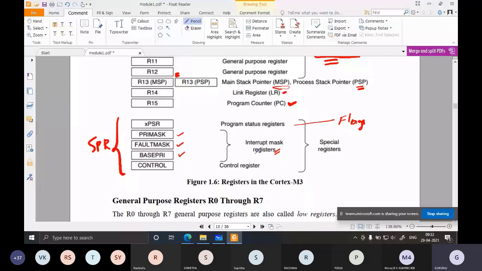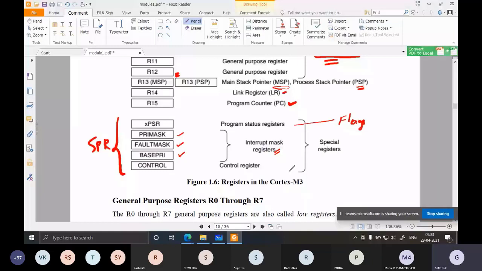Anyone who wants to get into the classroom also will not be allowed, because that interrupt is masked, that input is masked, or that input is ignored. It will not be considered for processing. So the class teacher will not entertain the interrupts. That is what you mean by masking.